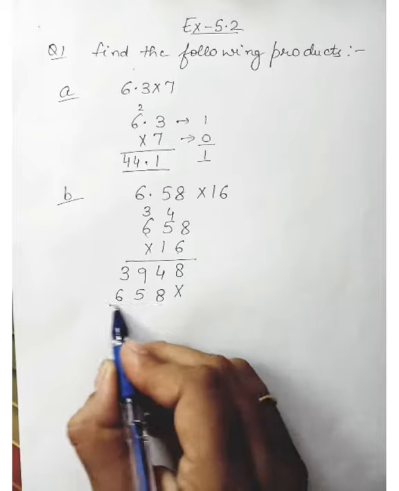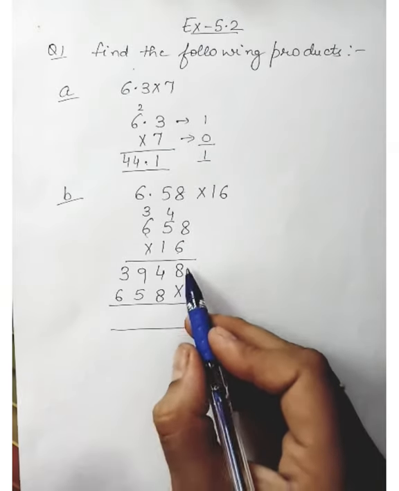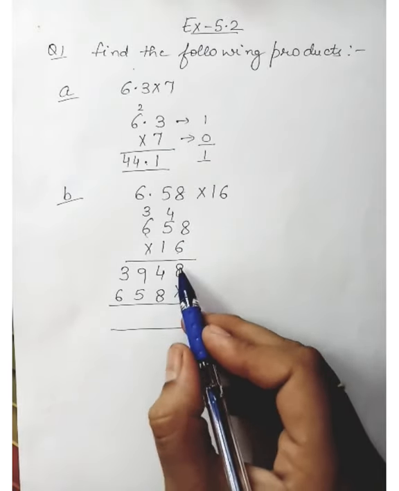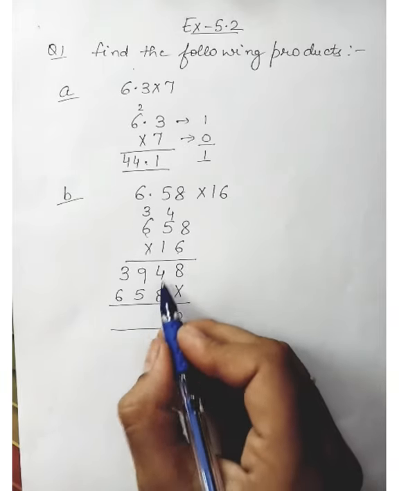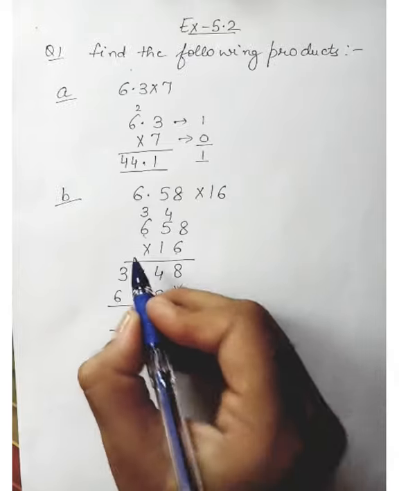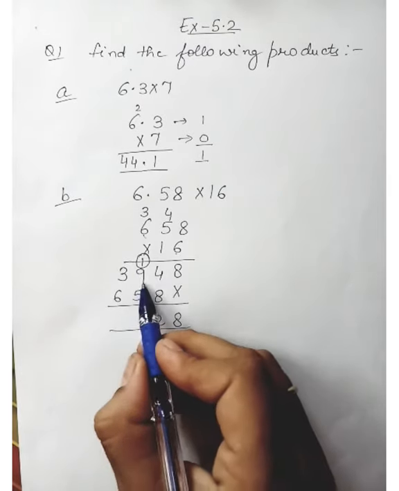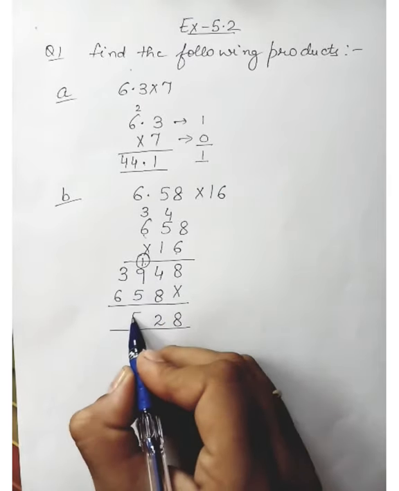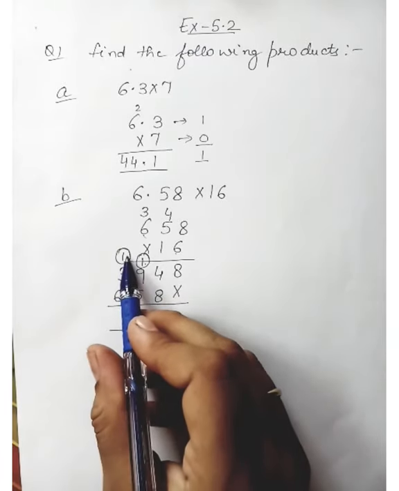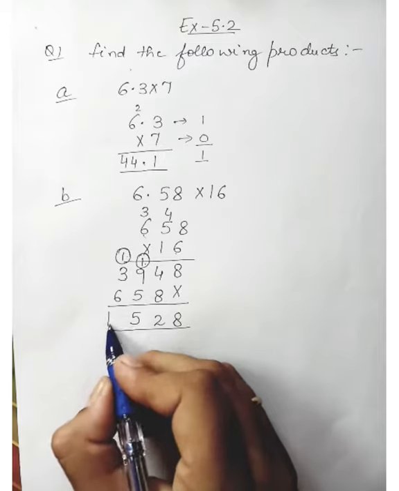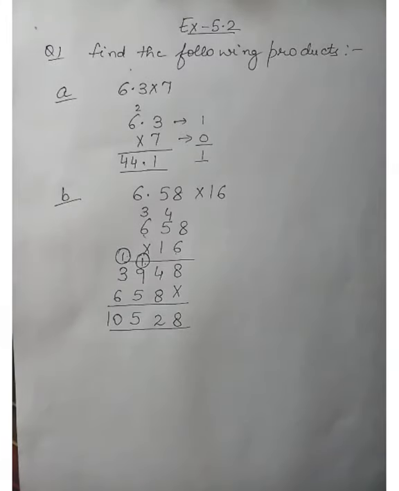and 6. In the last step we are adding these two terms, these two steps. 8 plus nothing is 8, 4 plus 8 is 12, 2 is here, 1 as a carry, 9 plus 1 is 10, 10 plus 5 is 15, 5 here, 1 carry, 3 plus 1 is 4, 4 plus 6 is 10. So this is your normal multiplication.